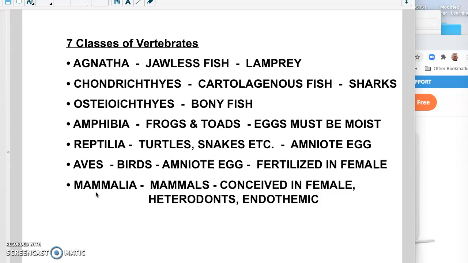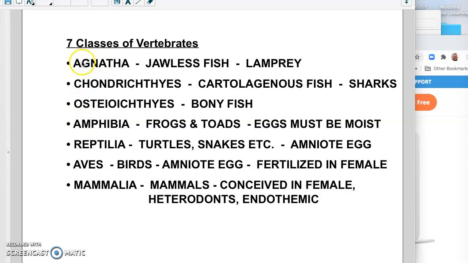Cartilage is the stuff in the end of your nose and your knees and your joints that protects the ends of the bones and softens the blows, and the bone is the hard stuff that surrounds your brain, your arm, your leg, different things of that nature. So, 7 classes of vertebrates.